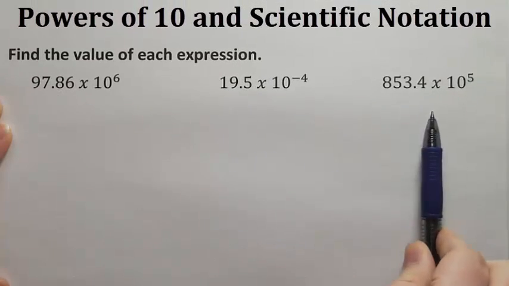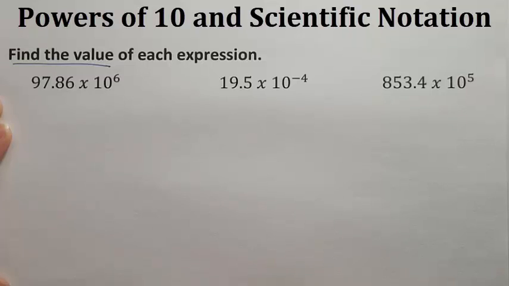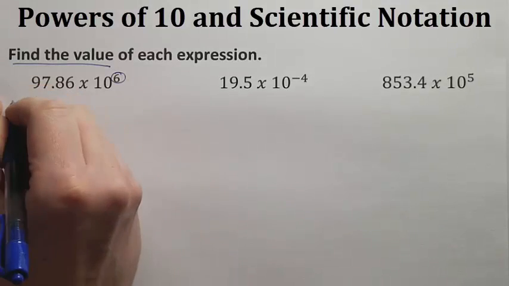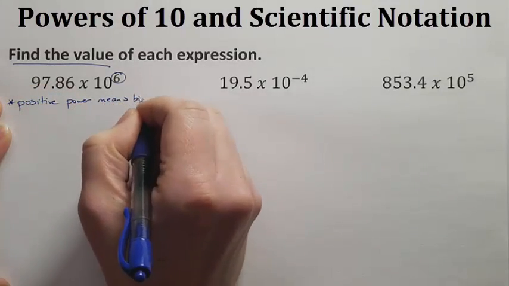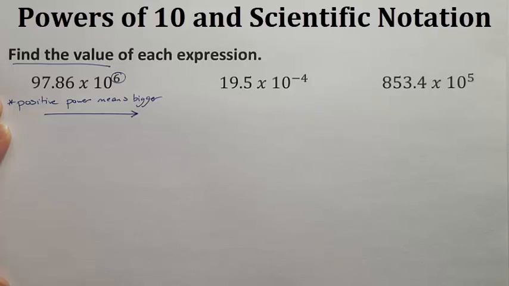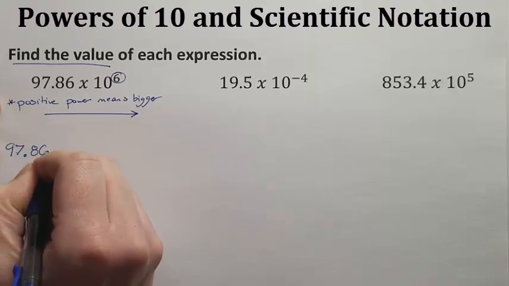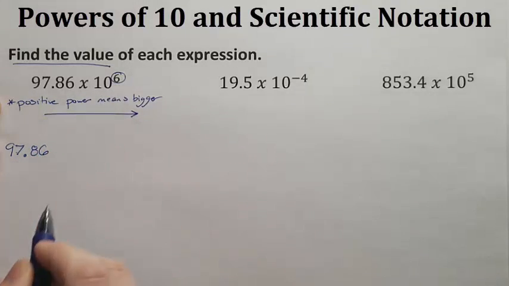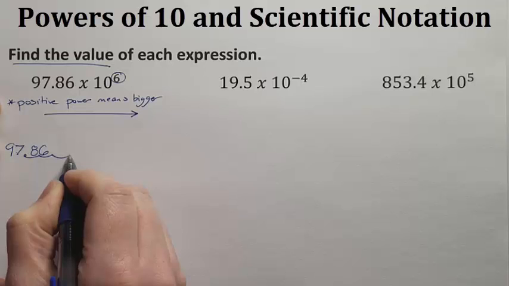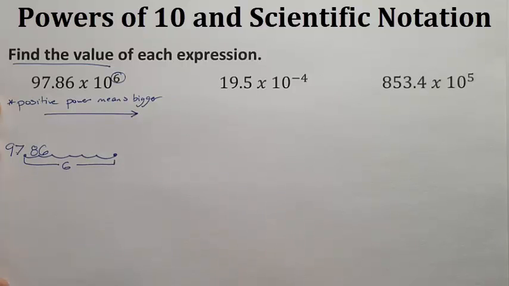Okay, so now we have a bunch of numbers, and we want to know, what do these numbers really mean? They want us to find the value, which means decimal is what I want. So I see that I have a positive power. Positive power means I'm getting bigger. If a positive power means I'm getting bigger, then my decimal point needs to be moving in the bigger direction, which is to the right. So if I have 97.86, it's telling me I need to move 6 spaces to the right, because that's where the bigger numbers are. So 1, 2, 3, 4, 5, 6. You had to move 6 spaces to the right, and we would have found our bigger number.